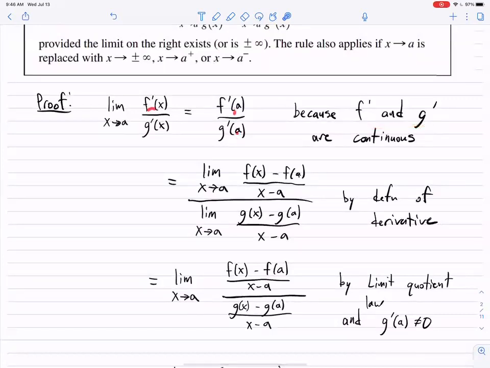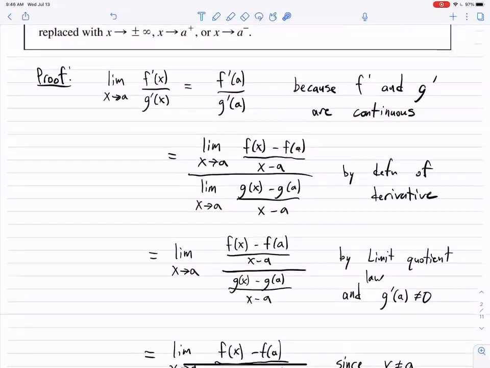So you can just plug it in. And because g prime of a is never 0, you can just plug it in. It's totally fine. Then what happens is the limit as x approaches a of the top, that's the definition of the limit. And then this is the definition of the derivative down there.